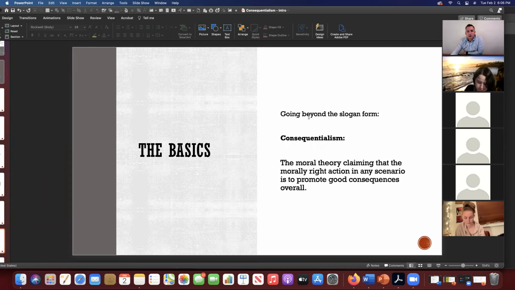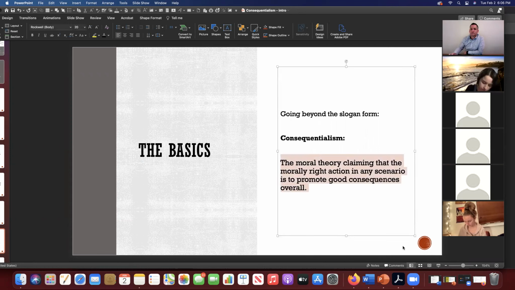Okay, so we'll go a bit beyond the slogan form now. So consequentialism could be understood as the moral theory claiming that the morally right action in any scenario is to promote good consequences overall. What's the normative moral theory, put it that way if you wanted to, claiming that the morally right action in any scenario is to promote good consequences overall.